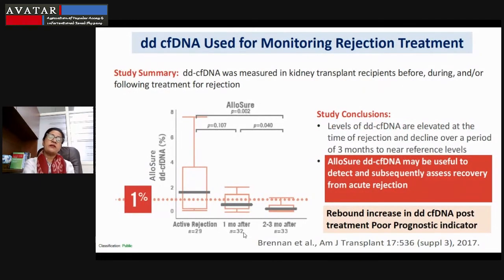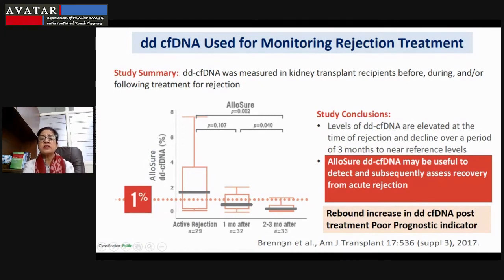When looking at donor-derived cell-free DNA and its use in monitoring rejection treatment, this study by Brennan et al. highlights very well that it may be useful to detect and subsequently assess recovery from acute rejection. Now, when active rejection is present, the values of donor-derived cell-free DNA are well above 1%, which is the cutoff. At 1 month after treatment, the values fall below the normal levels and fall further at 2 to 3 months.